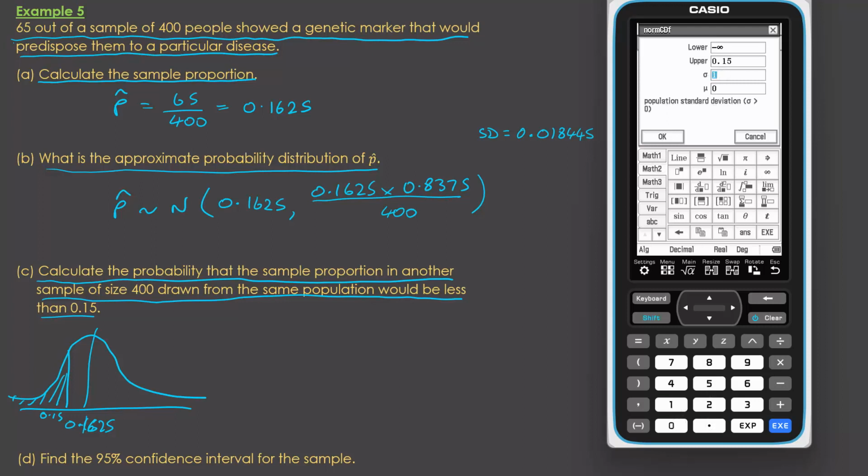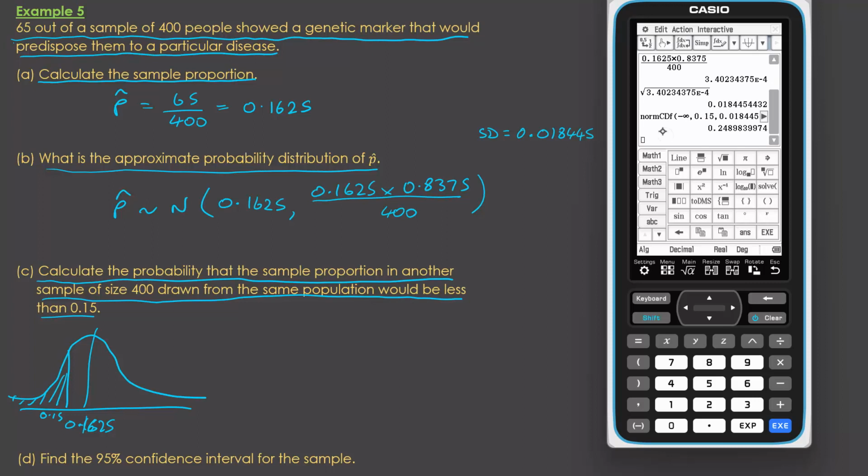Our sigma, we just wrote that down, 0.018445. And the mean is 0.1625. And that is the probability that p hat is less than 0.15 is 0.2490.